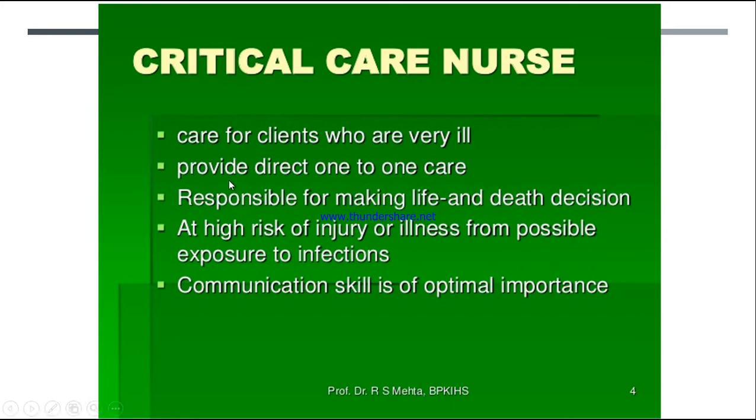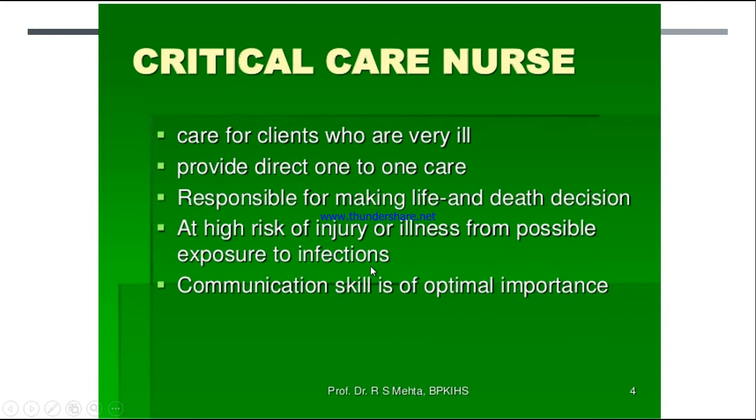Then the critical care nurse provides direct one-to-one care. So here the ratio of nurse to patient is 1:1, meaning that one nurse will take care of one patient. So in ICU the standard staffing pattern is 1:1. That means it provides direct one-to-one care. Next, the nurse is responsible for making life and death decisions. Then, she is at high risk of injury or illness from possible exposure to infection.